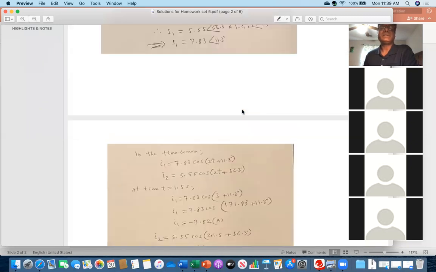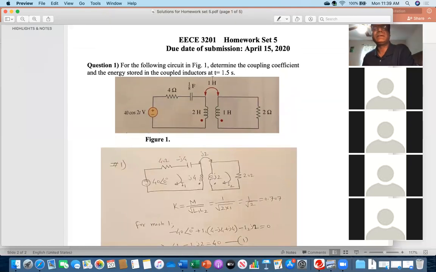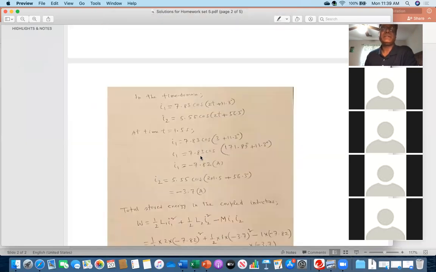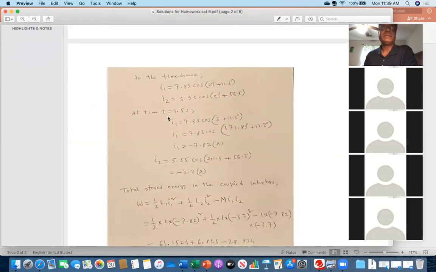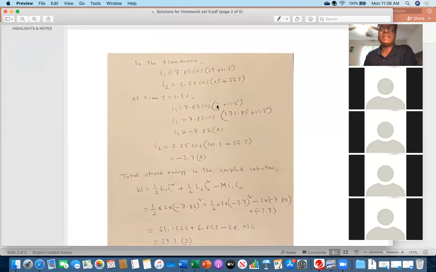Now, you are asked to calculate the energy stored in the coupled inductors at t equal to 1.5 second. That's why in the time domain function, put t equal to 1.5. If you put t equal to 1.5, that makes 3. But keep in mind, this 3 is in radian, not degree. So in the second line, I've converted that 3 radian into equivalent degree, 171.89 degree, then plus 11.3.